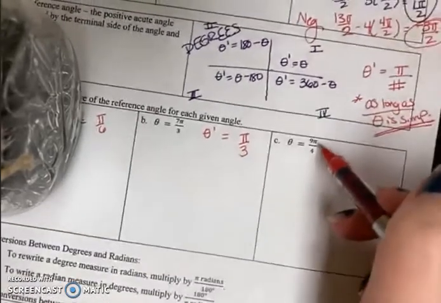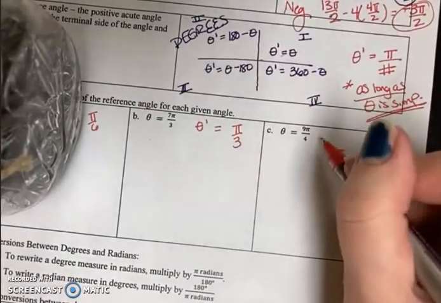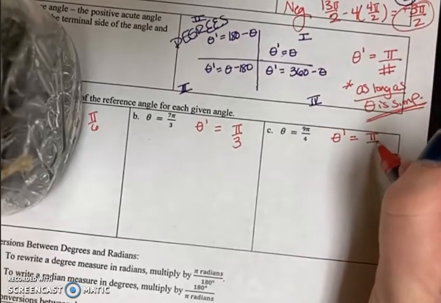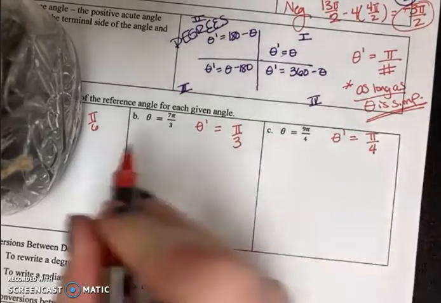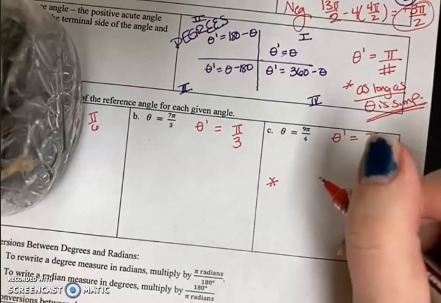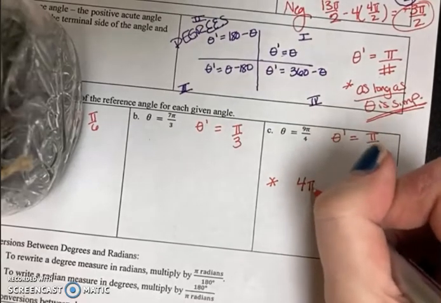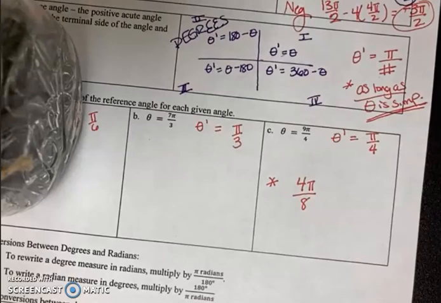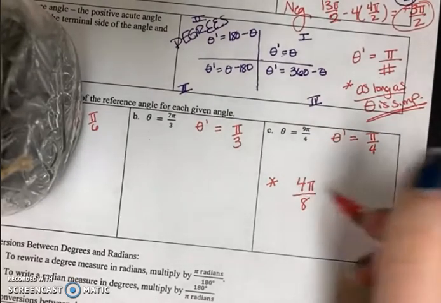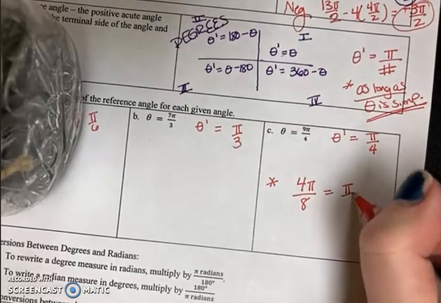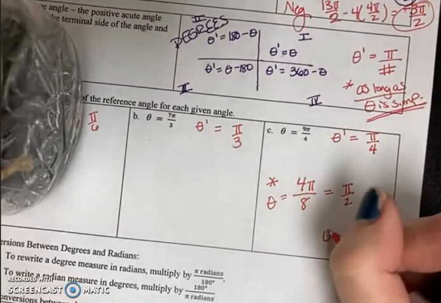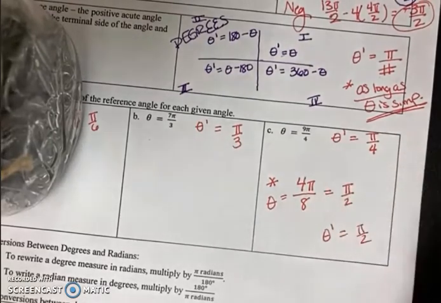If theta is 9 pi over 4, then theta prime is going to be 1 pi over 4. So all of these were already simplified. Had I given you, let's just say 4 pi over 8, this is not a simplified ratio, so you would have to clean it up and say that theta is pi over 2, and then theta prime would be pi over 2.